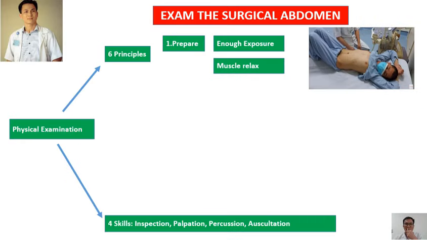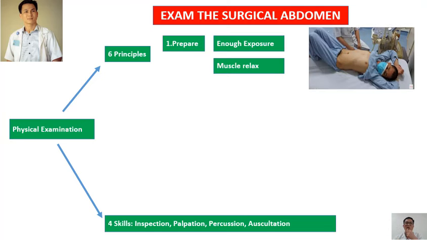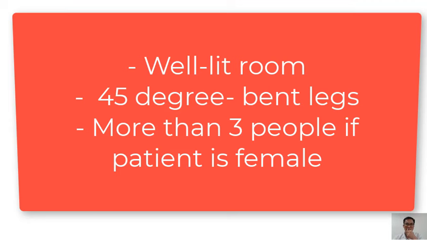We have to ensure a proper environment. It means the patient should be examined in a well-lit room. If the patient is female, it is recommended to have 3 or more people in the room to ensure comfort and propriety. Now, the patient positioning.